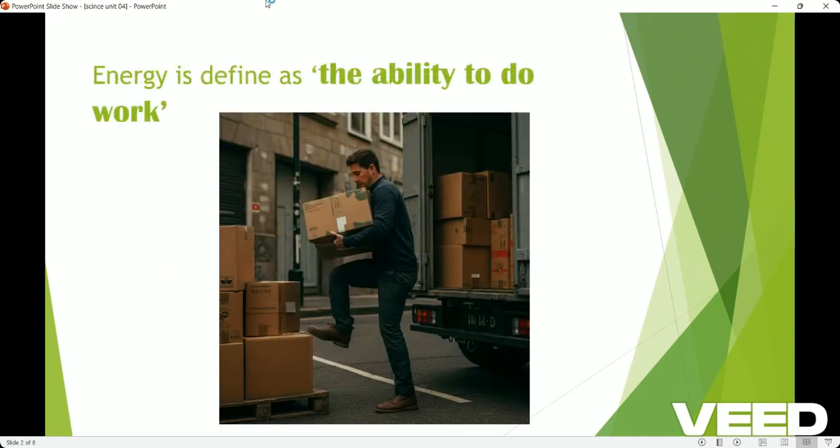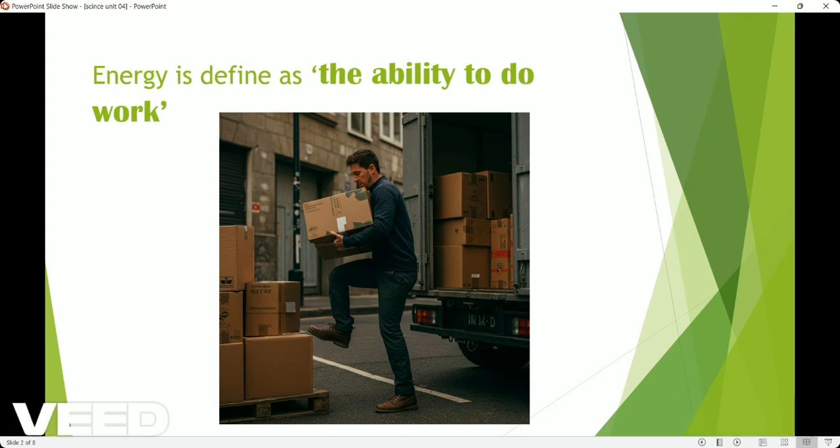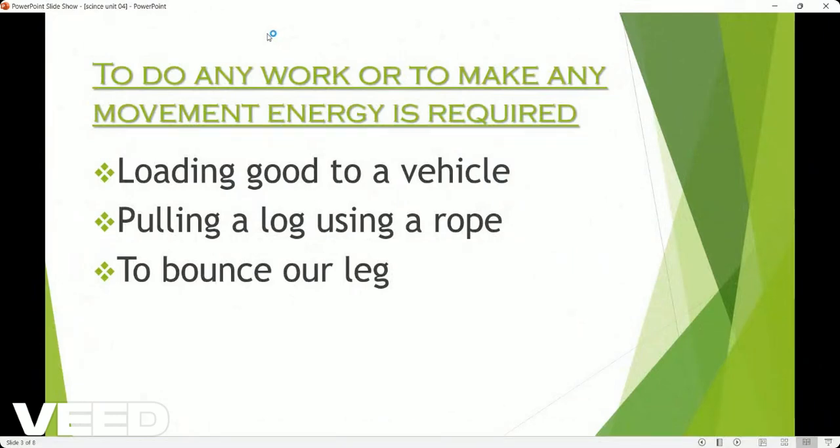Energy is defined as the ability to do work. First of all, we are learning what is energy. So, energy is the ability to do work. You have to write that whole sentence, otherwise sometimes it may go wrong. Next, to do any work or to make any movement, energy is required. Now, let's see some examples.